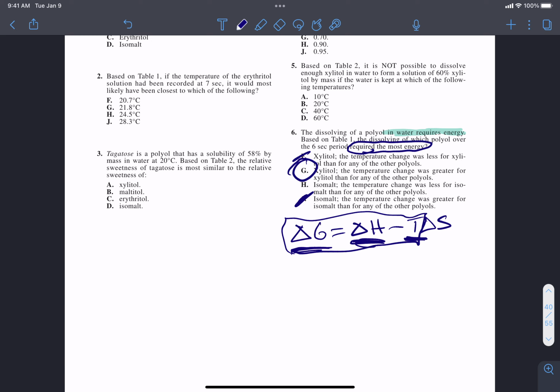So again, my main take-home point: more energy, more temperature change. Less energy, less temperature change. And here it's asking you which one required the most energy. So your answer is G, because it had the greatest temperature change. And that's how you do question number 6.